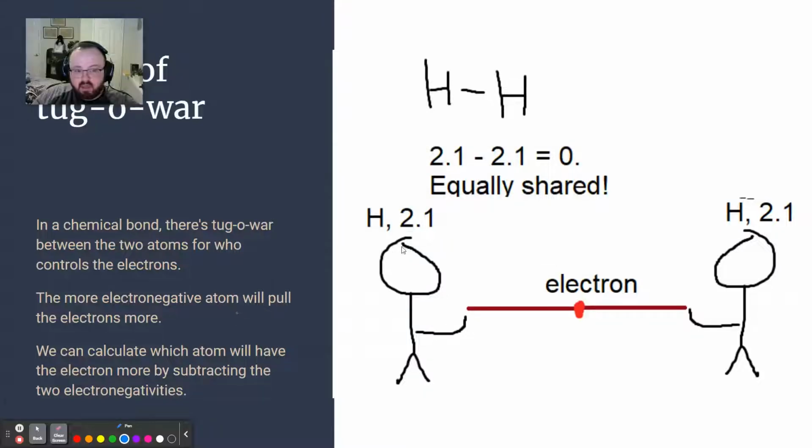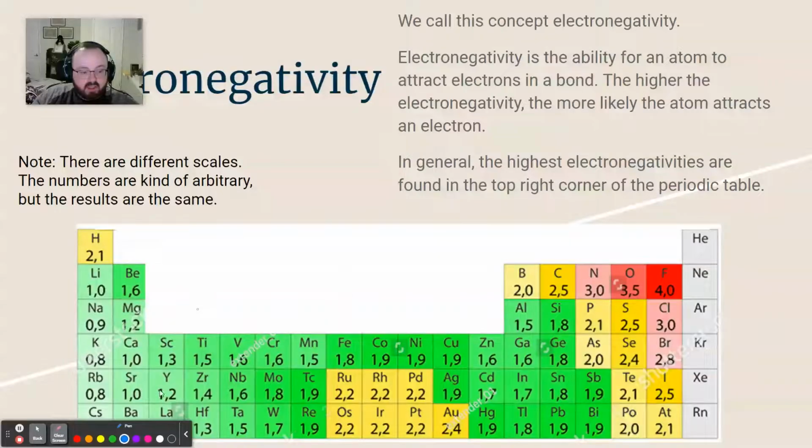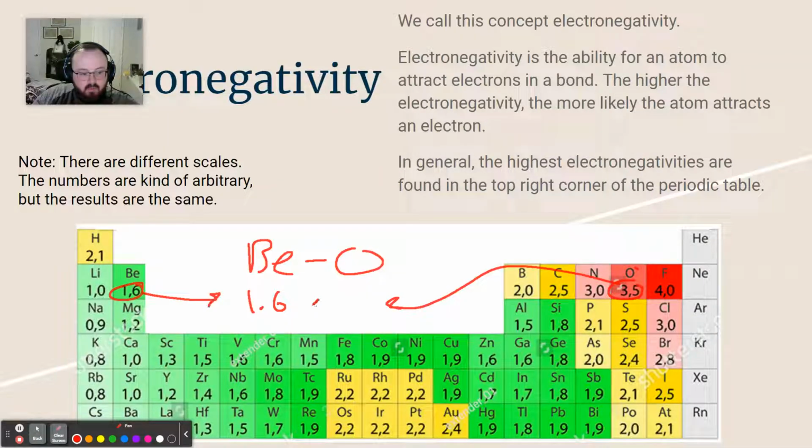We can think of this kind of like tug of war. To calculate the polarity, or electronegativity difference, of a bond, you just subtract the two values and take the absolute value of it. That's literally it. Let's say you were doing beryllium and oxygen. All you'd have to do is take beryllium, 1.6, and oxygen, minus 3.5.